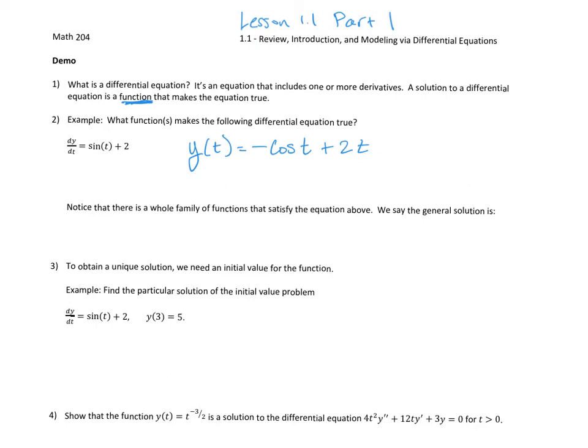And then we can always add a constant because its derivative would be 0. So there's a whole family of functions that satisfy the equation above, whose derivative would be sine of t plus 2. So the general solution is this: negative cosine t plus 2t plus c. To obtain a unique solution, like one single solution, you would need an initial value for the function.